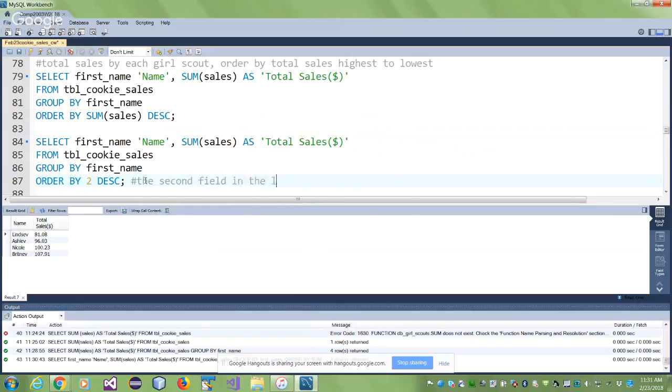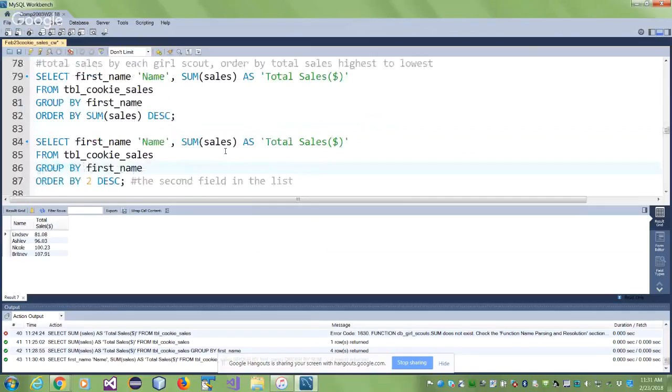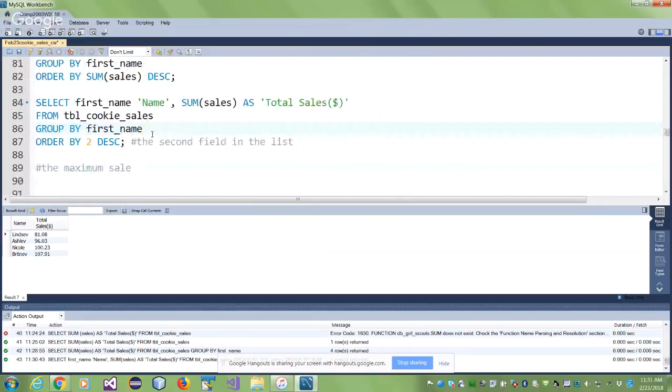in the list. So this is your list. This is your first name, your first field, and this is your second field. So you can go by the second field also. You can go by position. And this position is not in the table or anywhere. This position is right here. So it's not difficult to make a connection, right? Now it's the same thing. It will still sum up by the second field.